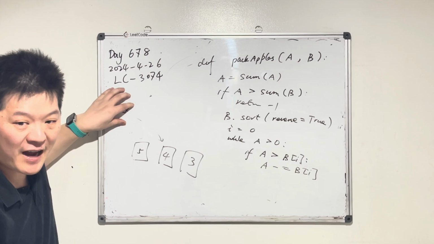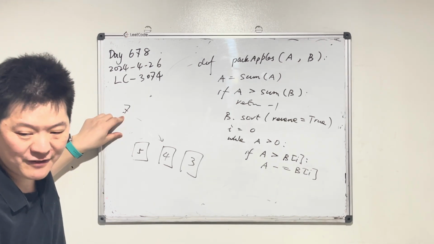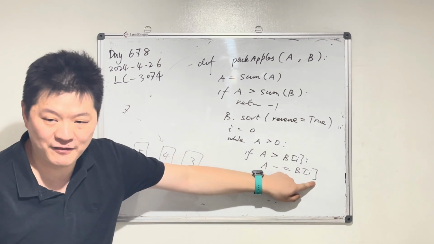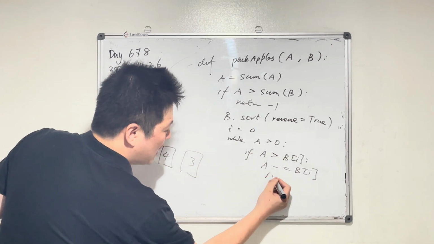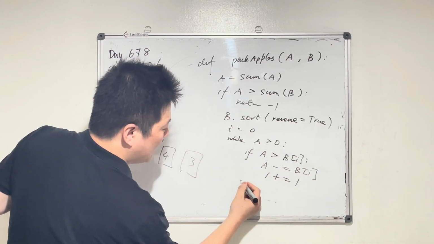We put 5 apples in here, right? What's remaining? 7 minus 5, right? 7 minus 5, 2 apples. And then we need to move to the next box, plus equal 1, right?